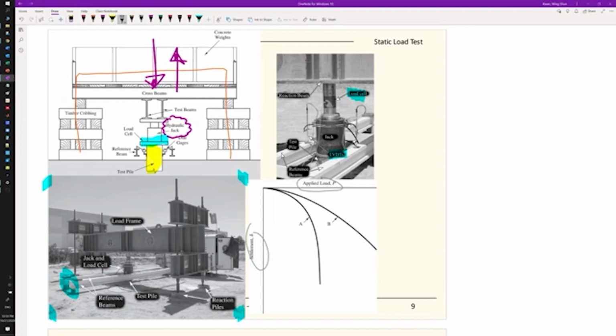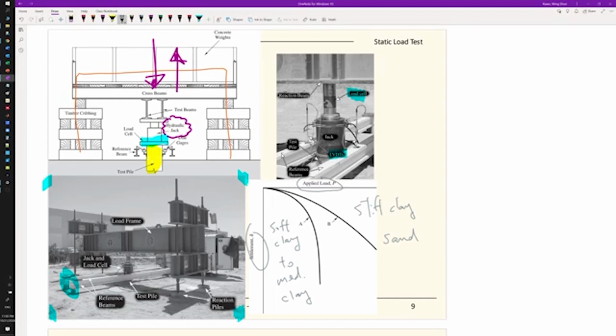And if we have some soft soil, some soft clay to medium clay, we will expect the response of the curve to look something like this, curve A over there. But if we have some very stiff clay or a sand soil, we will expect a stiffer response, which is like the curve of B here. So the curve that we generate from this field test will be very useful.